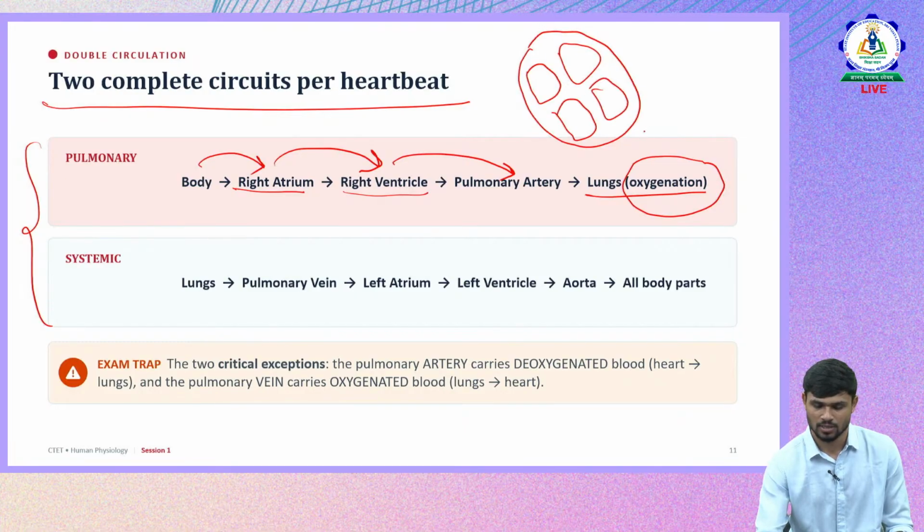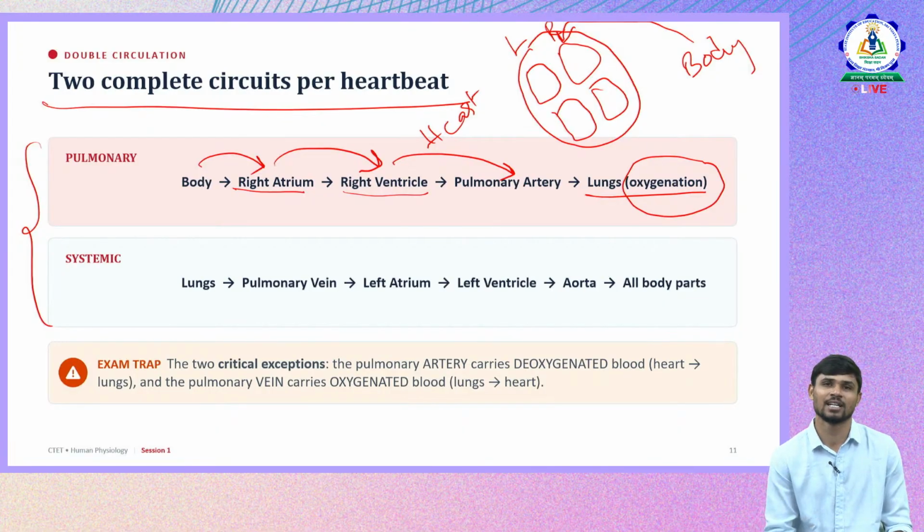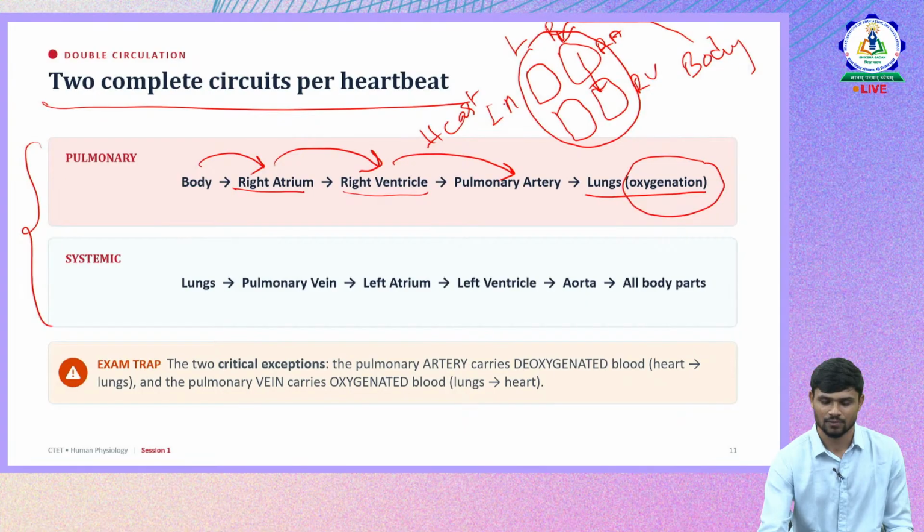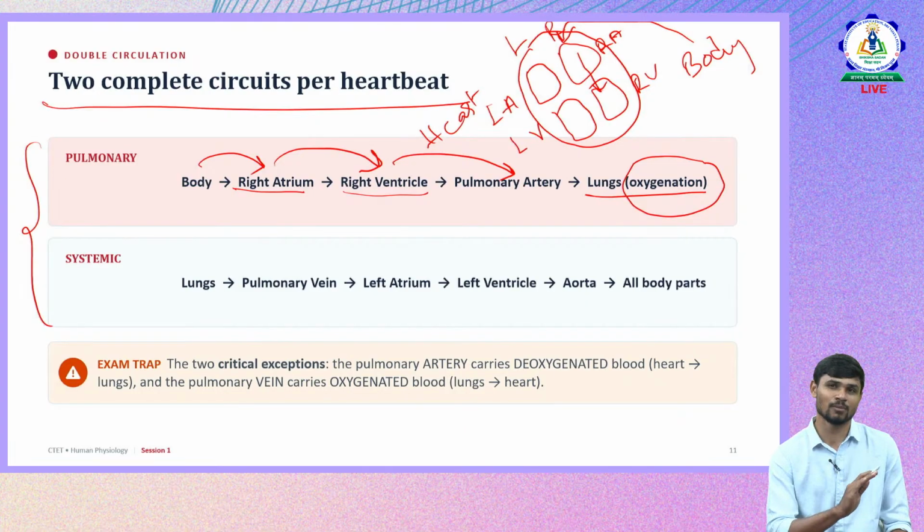So this is the right side, this is the left side. From the body, this is the heart, so it will go to the right side. If blood is going from the body to the heart, that means it is deoxygenated blood. So it goes to the right atrium, from there to the right ventricle, then to the lungs. That's how you should remember. Then the left atrium, left ventricle.